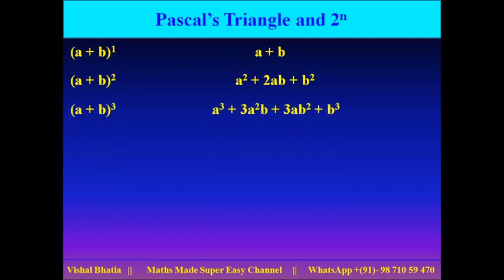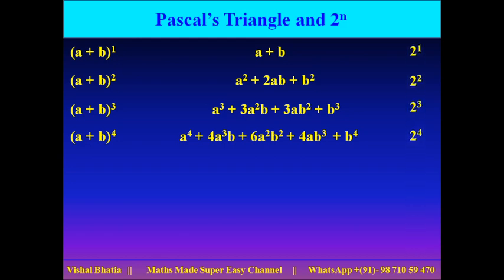Moving on to a plus b whole cube, we get the equation a cube plus 3a square b plus 3ab square plus b cube. A plus b to the power of 4 is a to the power of 4 plus 4a cube b plus 6a square b square plus 4ab cube plus b to the power of 4.